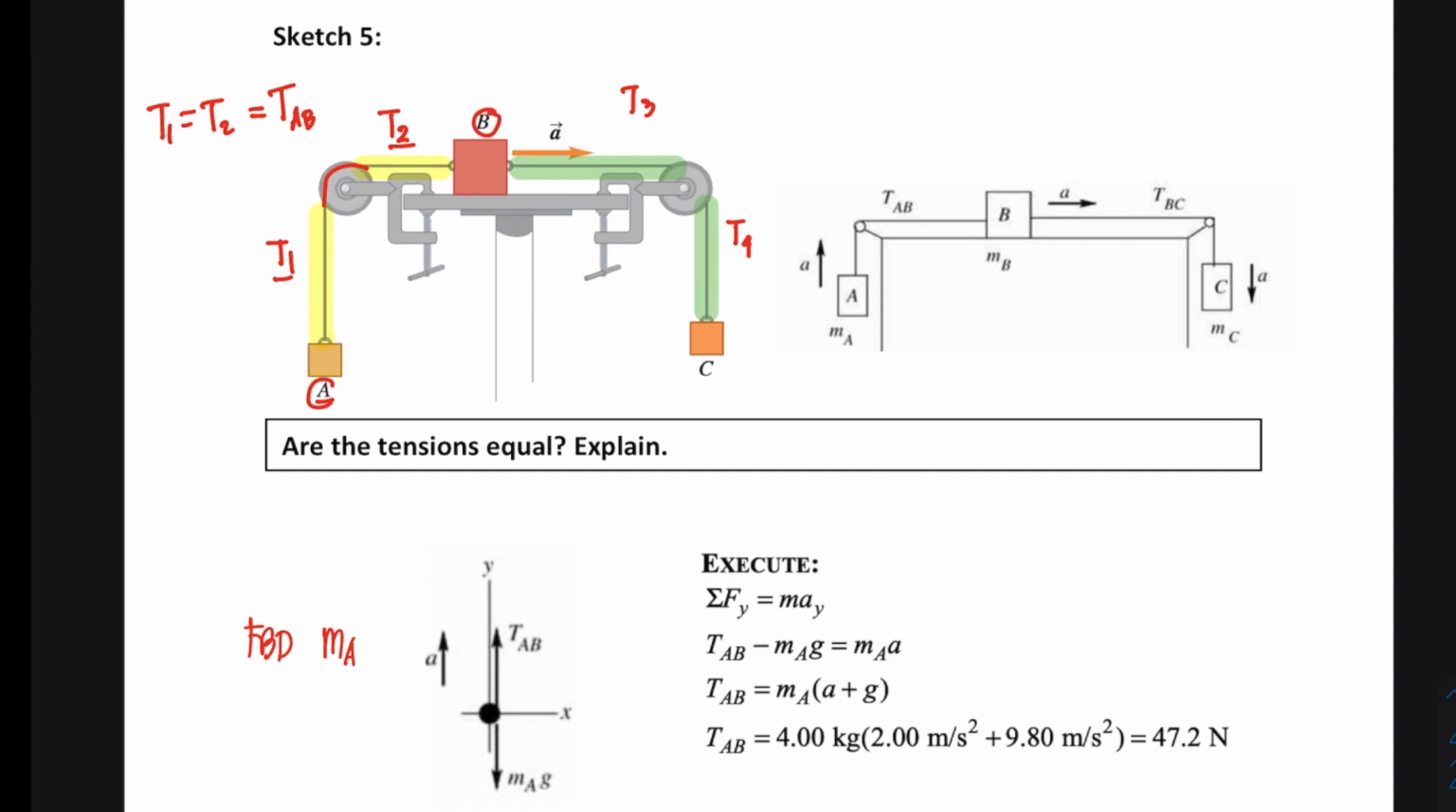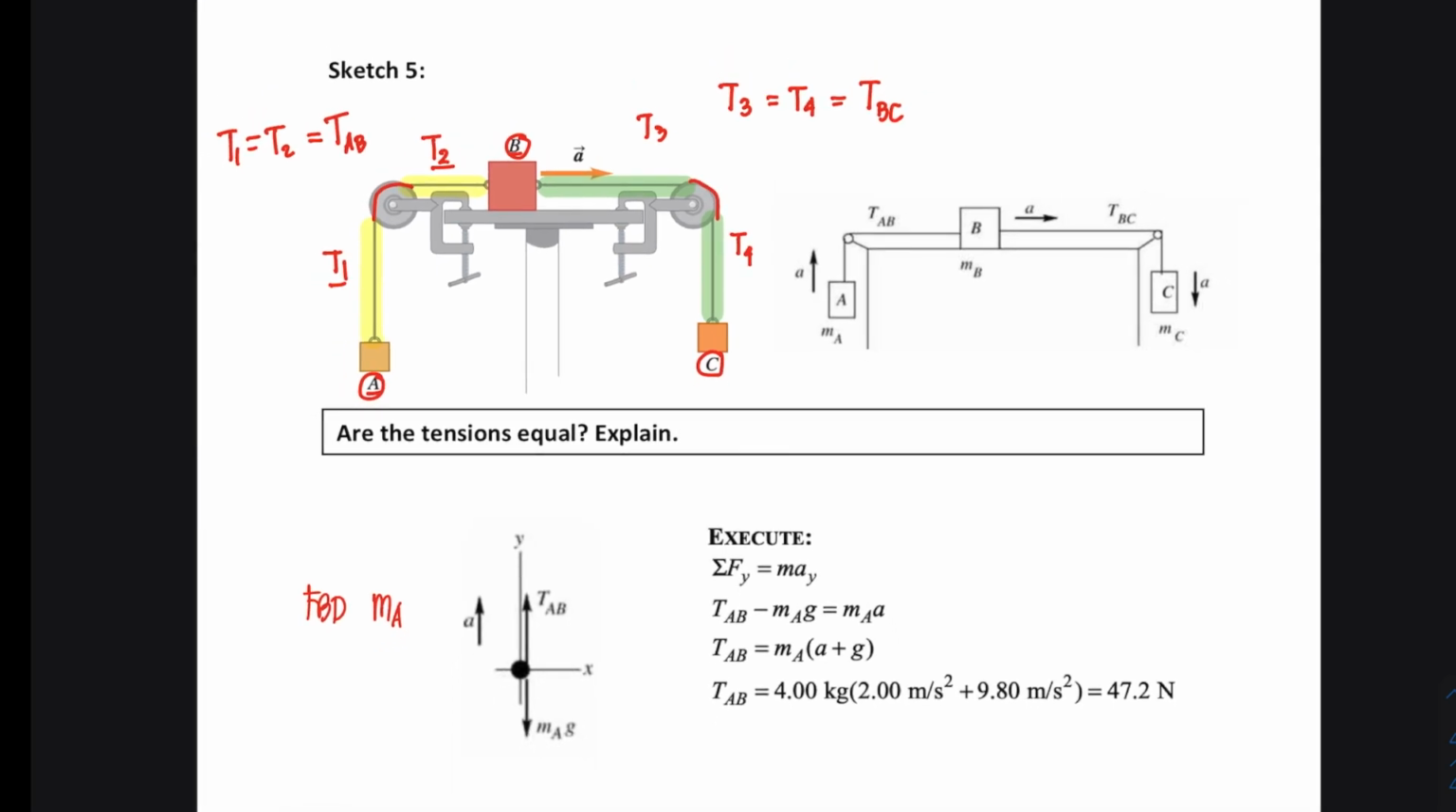Okay, in the same manner, you should be able to realize that T3 is actually equal to T4 in the sense that they are just connected continuously, the same rope. It's just that it passed over this pulley. So since this is the interaction of body B as well as body C, you can just write that together. T3 and T4 could just be written both as T sub BC. Okay? So that is just how easy it is to determine whether the tensions are equal.